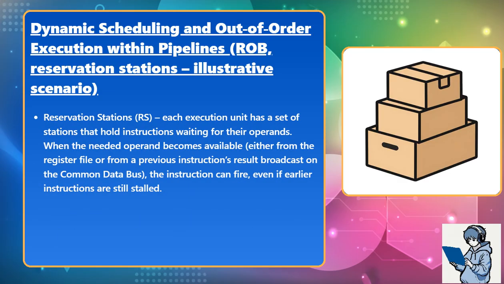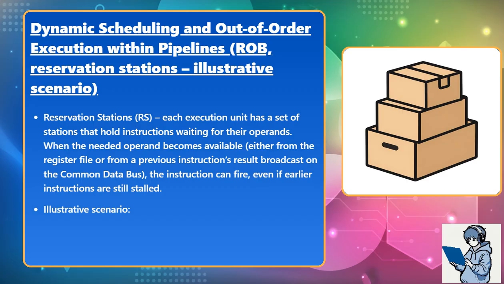Reservation stations. Each execution unit has a set of stations that hold instructions waiting for their operands. When the needed operand becomes available, either from the register file or from a previous instruction's result broadcast on the common data bus, the instruction can fire even if earlier instructions are still stalled.